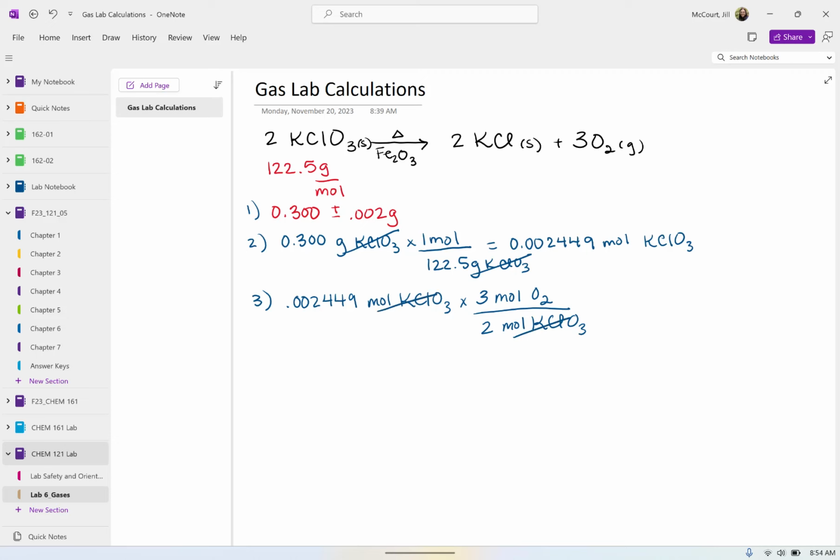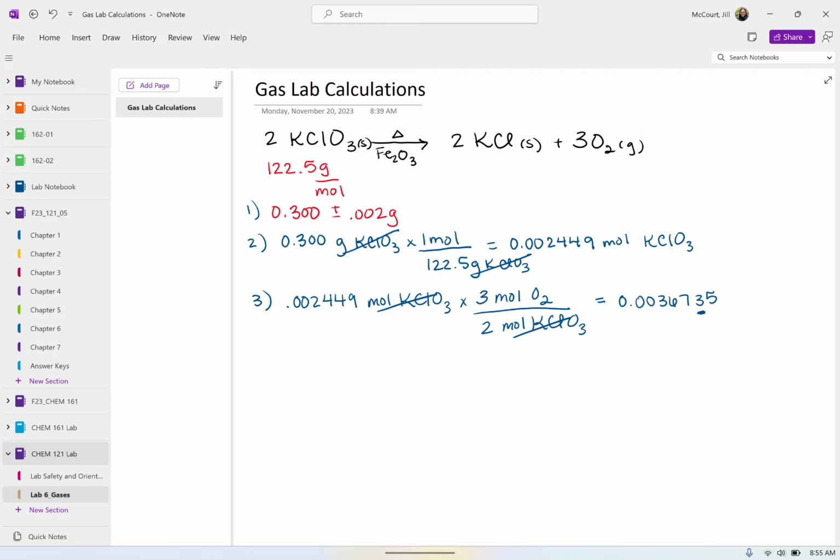And we take our 0.002449 and multiply it by 3, divide by 2, and we get 0.0036735. And I'm just going to record that, but I know that my last digit that's significant is that 3 right there. Okay.